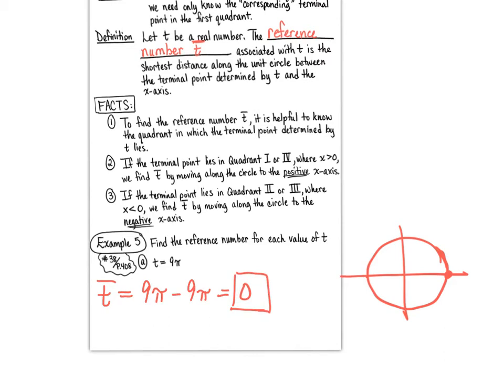It's the shortest distance. Okay? It's the shortest distance along the unit circle between the terminal point and the x-axis. Okay? Let's look at another example. And you'll have to still refer to your facts. So keep that in mind.